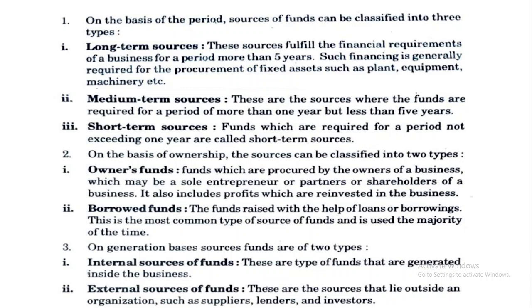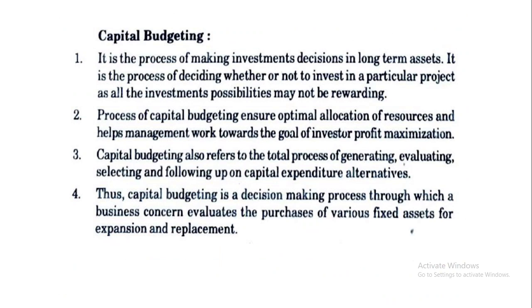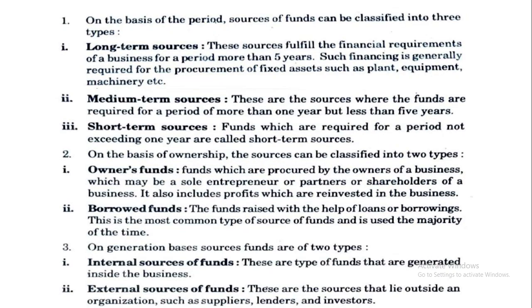If you classify it on the basis of ownership, the owner fund is the fund procured by the owner of the business, and the borrowed fund is the fund raised with the help of loans or borrowing. And if you classify it on the basis of generation of funds, that is internal sources as well as external. Internal sources are the types of funds generated inside the business, and external sources lie outside an organization, such as suppliers, lenders, investors. So this is all about the sources of funds.